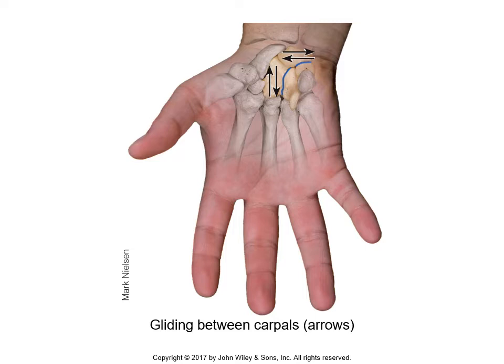The fact that we have 8 carpal bones. Remember the scaphoid, lunate, triquetrum, pisiform, and then we have the trapezium on the thumb side, trapezoid, capitate, and then the hamate. All 8 carpal bones.